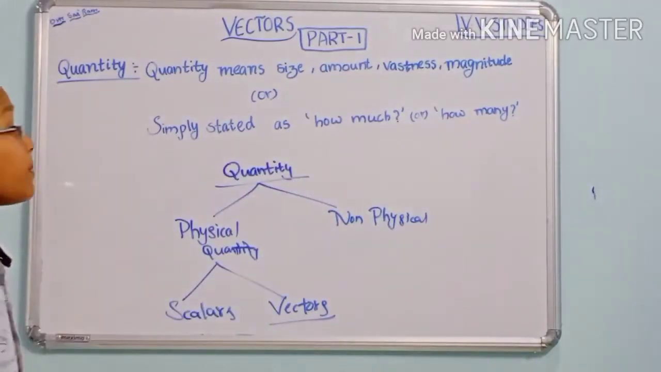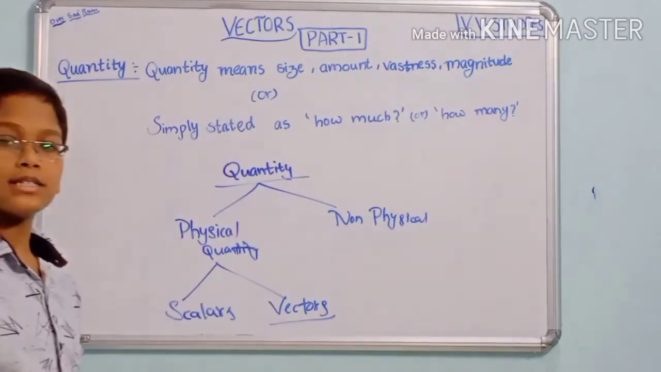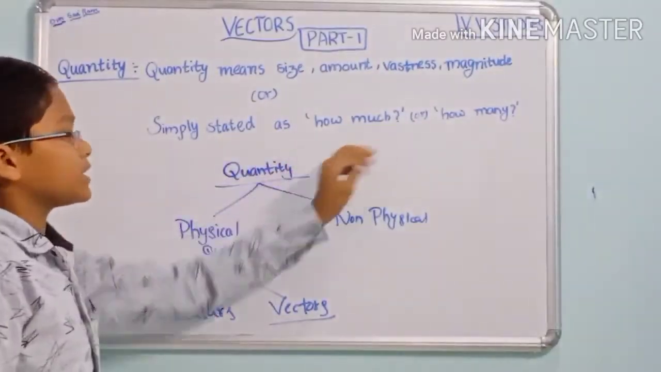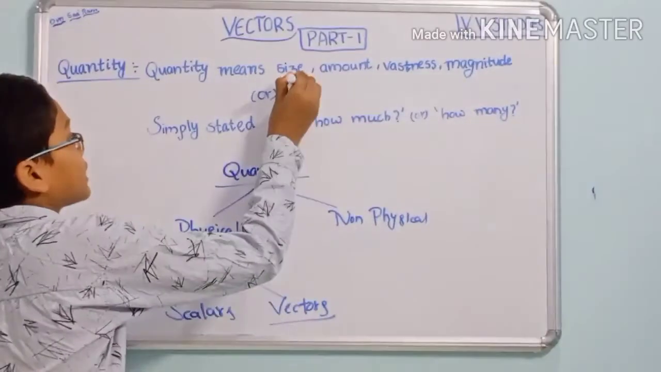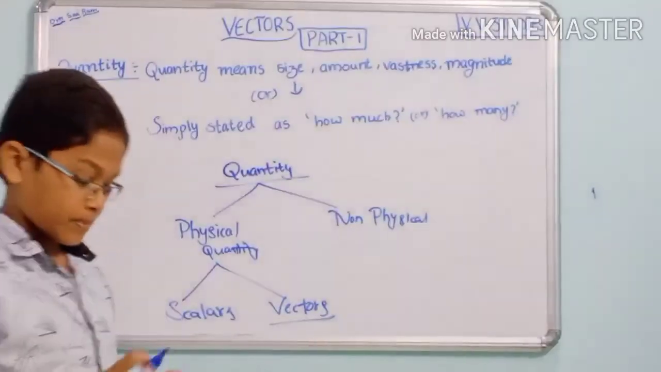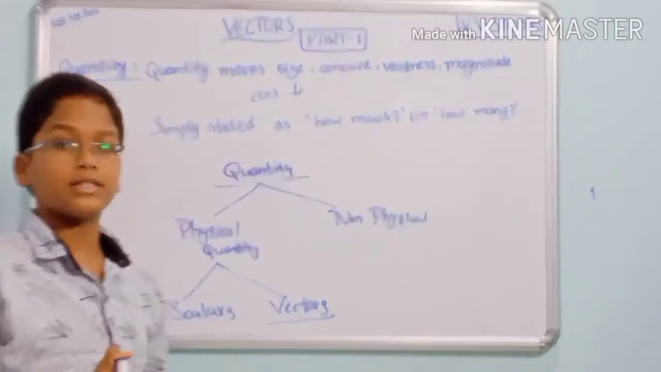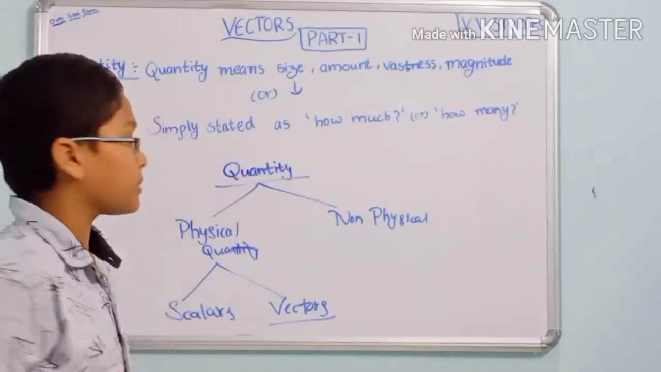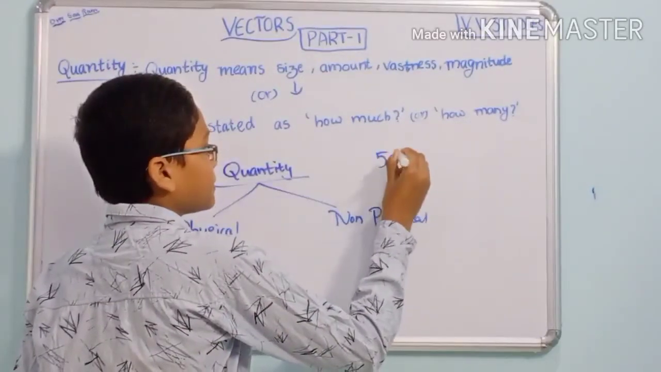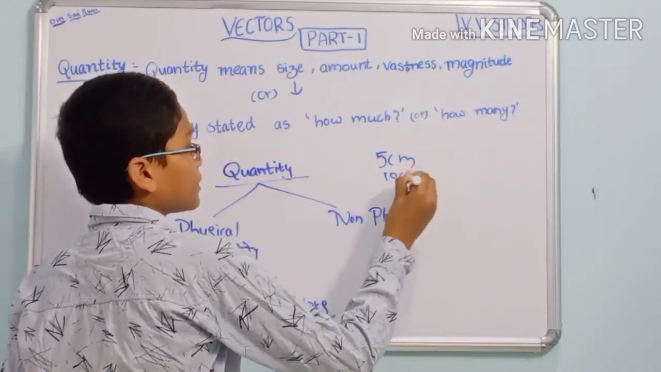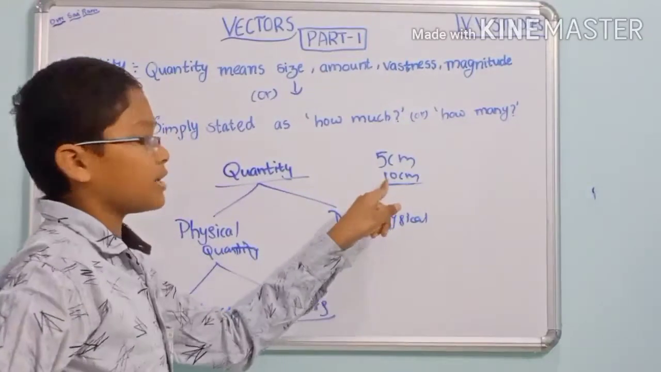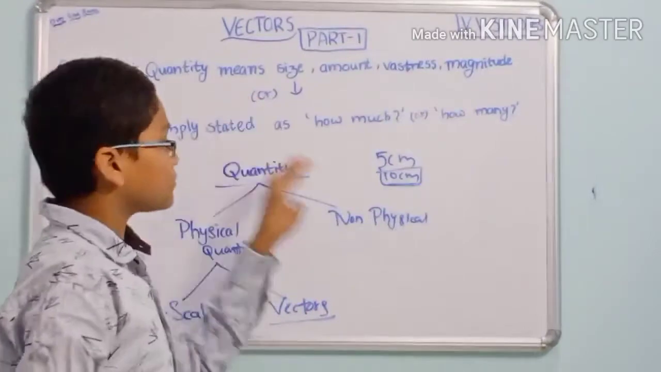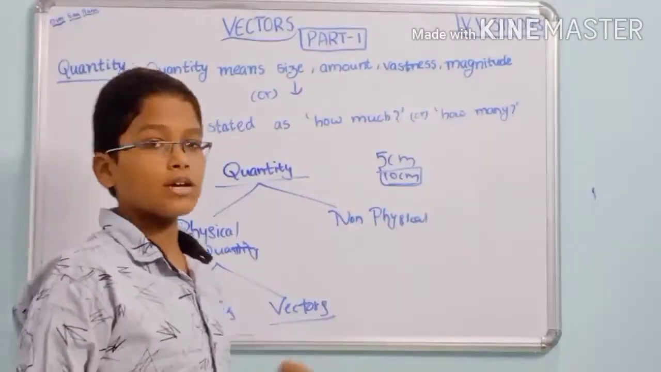See the definition. Quantity means size, amount, vastness, magnitude, or simply stated as how much or how many. See, size. What is meant by size? Size of this marker. If I ask you what is the size of this marker, you may tell 5 centimeters or 10 centimeters. This is the size. Yes, this is one quantity.